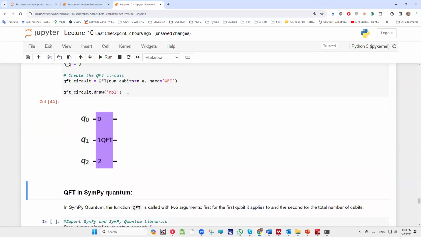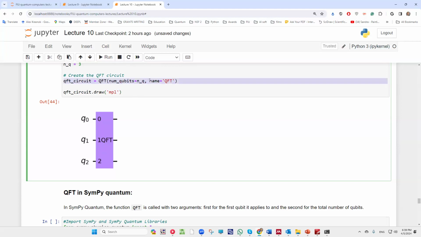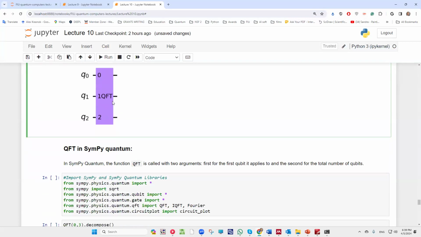And I do this in a very simple way. It's just one function. This function is inbuilt. You just give it the number of qubits, the name, and maybe some other parameters you can read on their website. So this is the inbuilt function. You do not need to think about what is inside. It's just again a black box with some circuit inside.